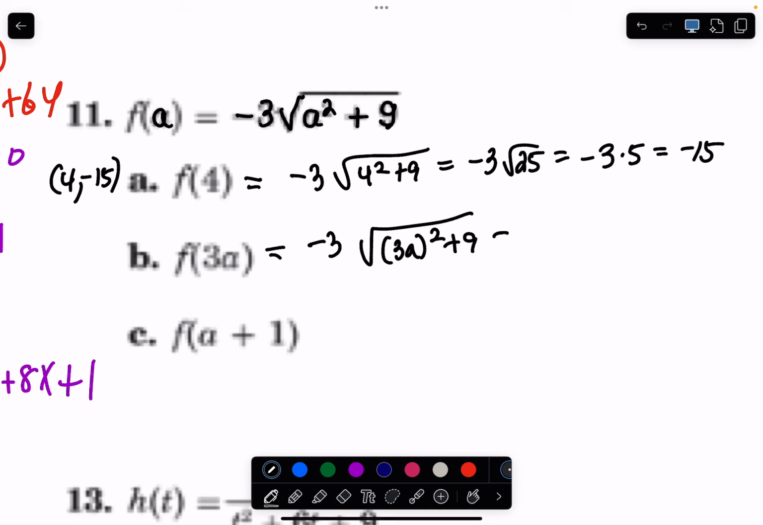Now, some of my students, especially at your level and the way your brains work, you want to factor a 9 or do something with the 9. At this point, it doesn't help us. There's nothing that requires us to do that. So just leave it. Don't overthink it. And so our input is 3a. Our output is negative 3 square root of 9a squared plus 9.